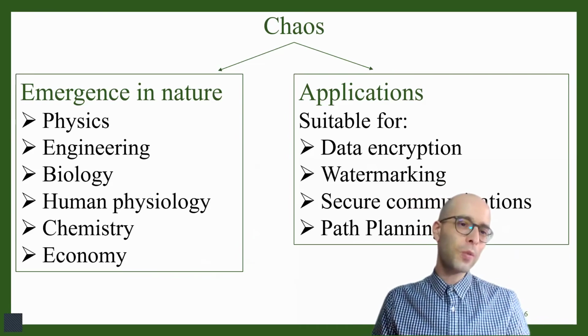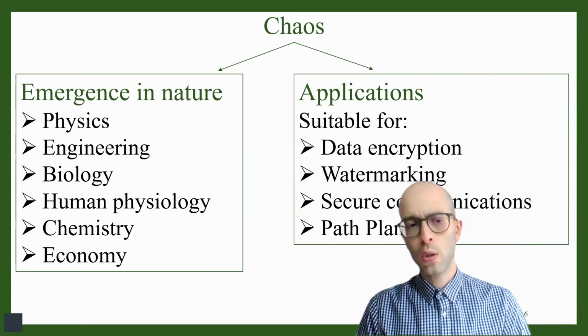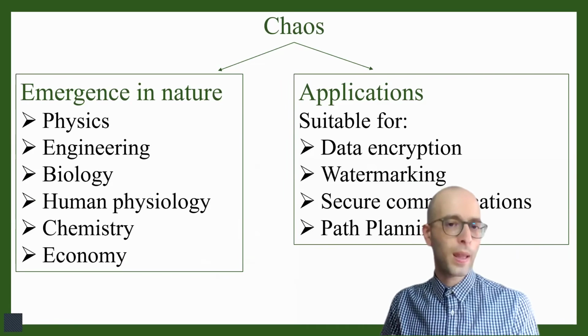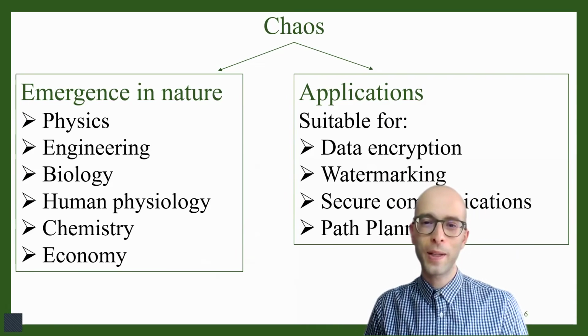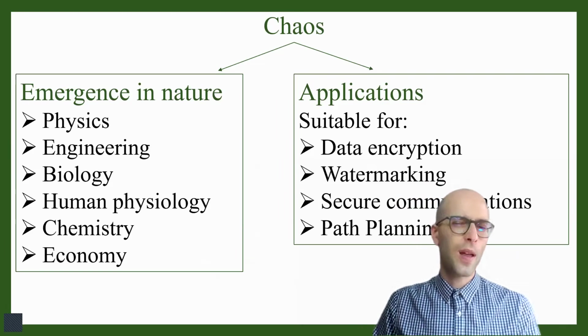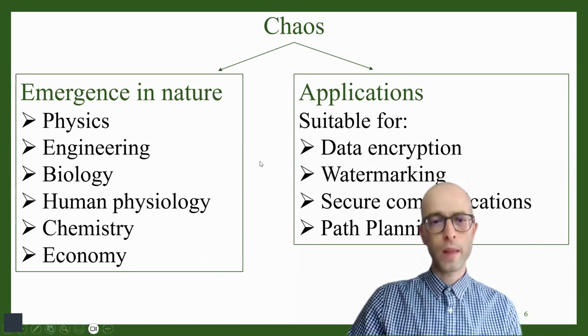So we are using chaos to model many different phenomena in nature. In this video, we are going to discuss biology and specifically human physiology. By the way, I also have some other videos on my channel about this. Chaotic systems are also used for data encryption, for secure communications, and for other applications unrelated to modeling. I have many videos on my channel about that.